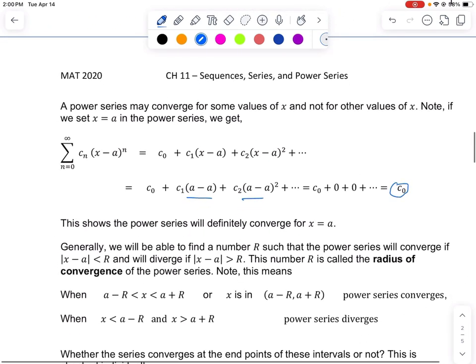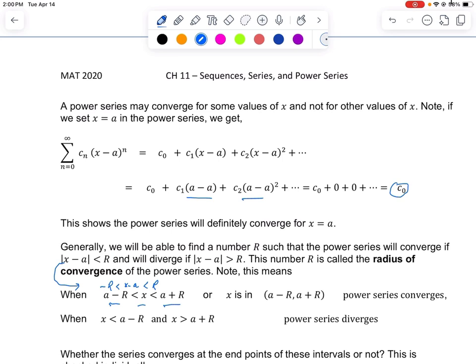So what does this tell us actually? If you recall from your algebra, this can be split into inequalities like this: minus R is less than x minus a is less than R. So add a to all three parts. Here we get a minus R is less than x is less than a plus R. What does that mean? It means x is in an interval around a.